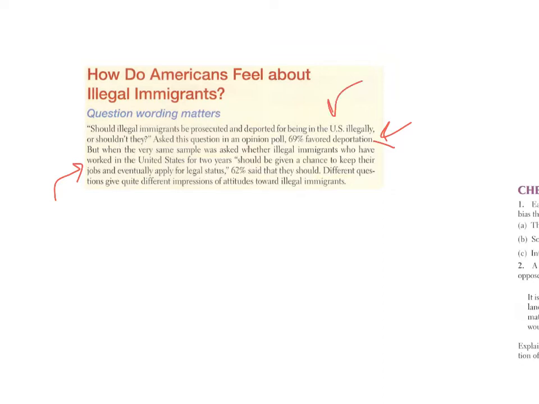The first question is saying that if you're an illegal immigrant, should you be deported or not? The second question is still talking about illegal immigrants, but has added in the fact that they have worked in the United States for 2 years. Now, 62% of the people say they should be given a chance to apply for legal status, where before 69% said they should be deported. Okay, so that is all about the wording of the question.